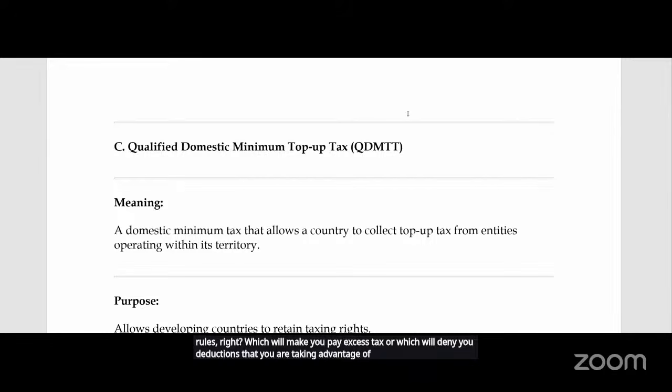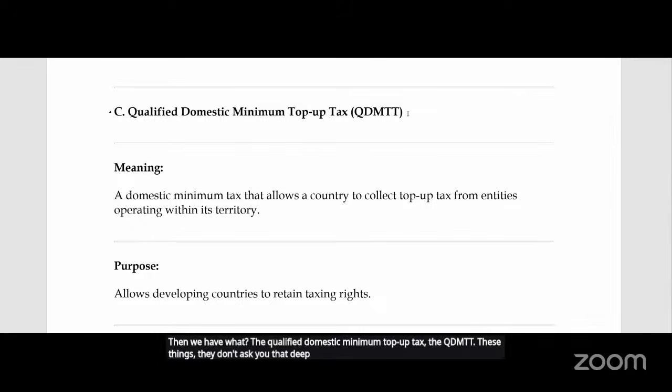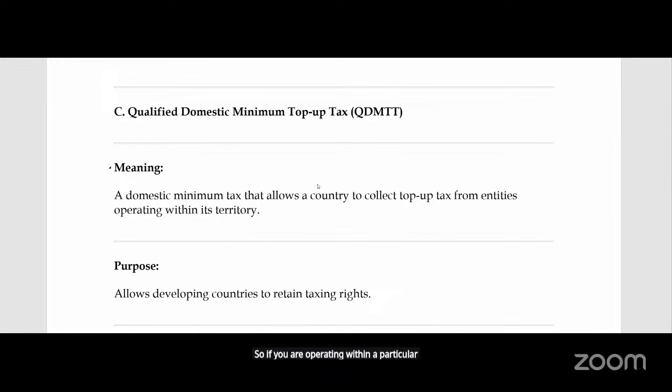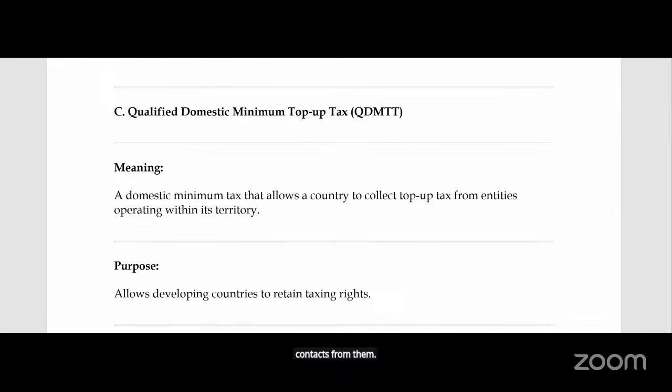Are we okay? Then we have the qualified domestic minimum top-up tax, the QDMTT. These things, they don't ask you that deep, though. I don't even know why I'm going that far. So it is a domestic minimum tax that allows a country to collect top-up tax from entities operating within its territory. If you are operating within a particular country's territory, it can collect an additional top-up tax from you because you're operating there. So if my sister company is in Ghana, GRA can collect domestic top-up tax from them. Is that clear?